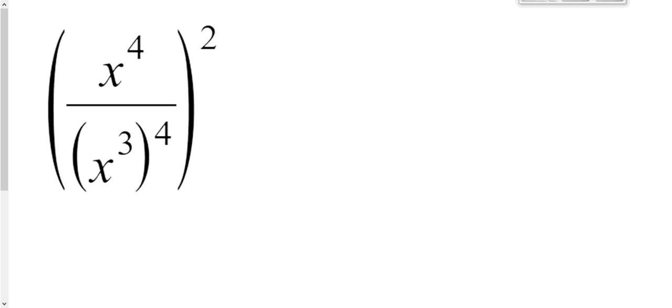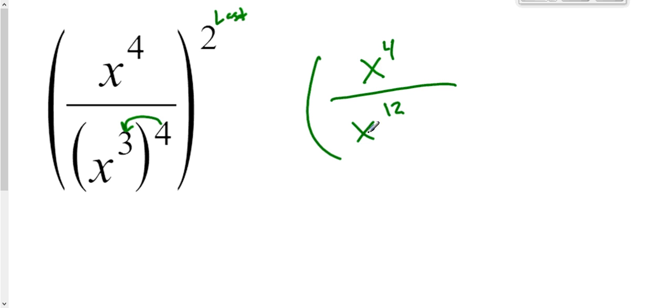I'm going to throw in some quotient rule and power rule. So this 2 on the outside, I save for last, because he's all the way on the outside. He's going to go last. We start most inward. So I'm going to distribute this 4. So I have x to the 4th on top. I then have x to the 12th on bottom, all still raised to the second power.